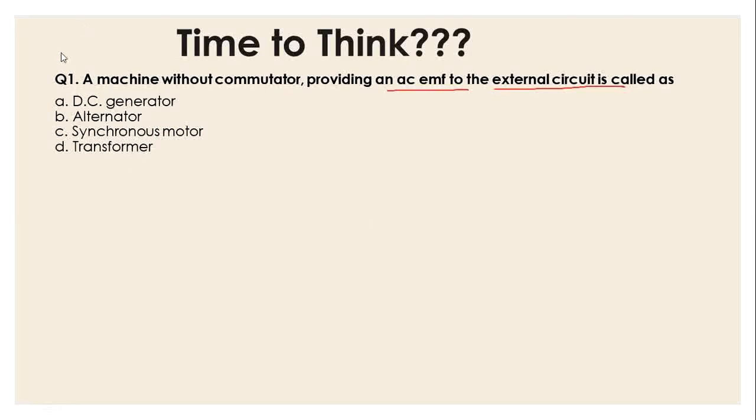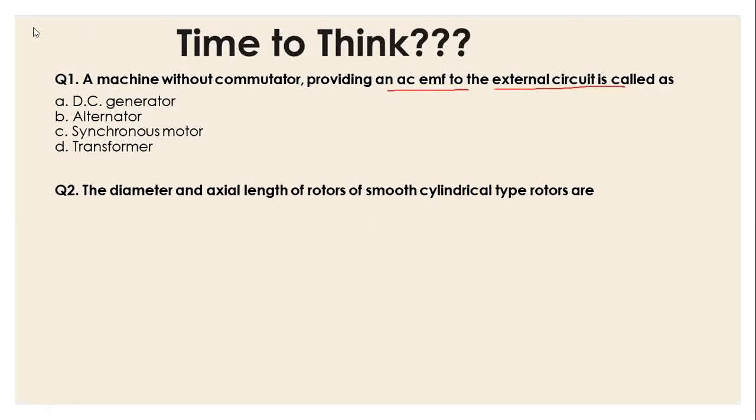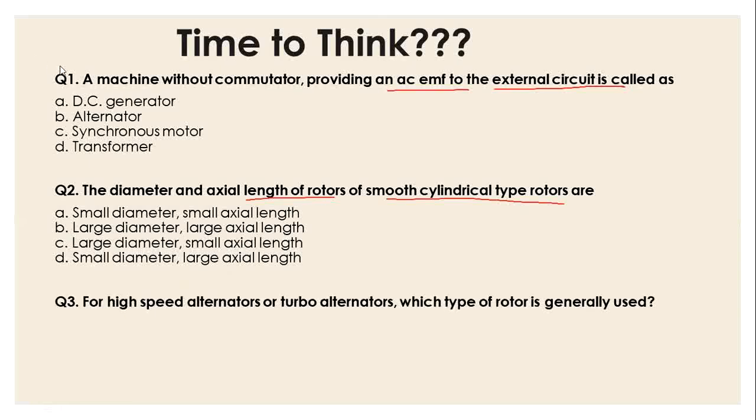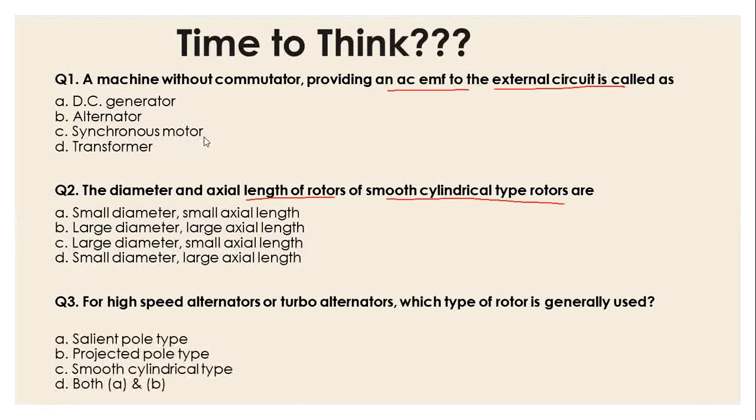Now let's see the next question: the diameter and axial length of smooth cylindrical type rotors are: small diameter, small axial length; large diameter, large axial length; large diameter, small axial length; or small diameter, large axial length. And the final question is: for high-speed alternators or turbo alternators, which type of rotor is generally used? The options are salient pole type, projected pole type, smooth cylindrical type, or both A and B. Write the answers for these questions in the comment section.